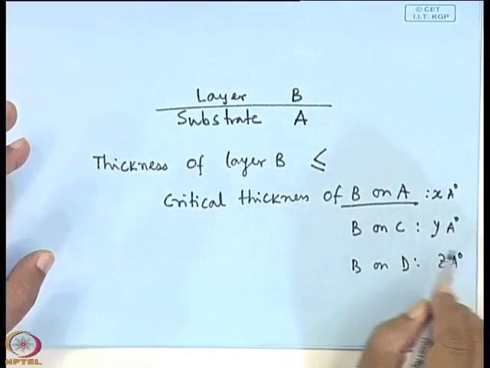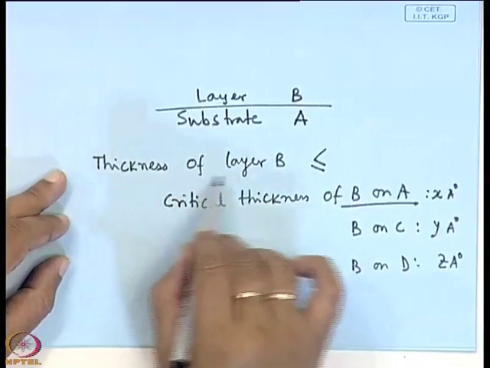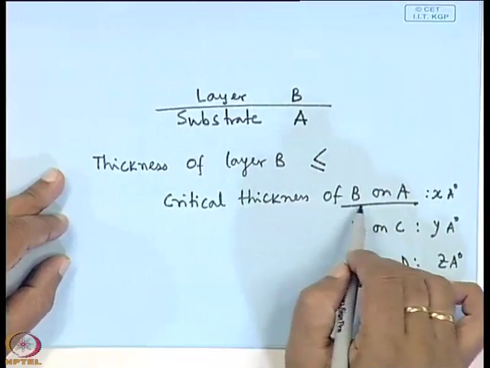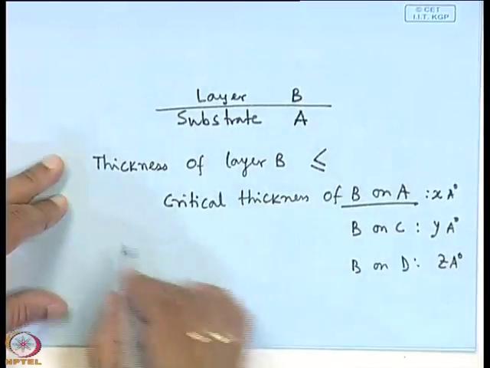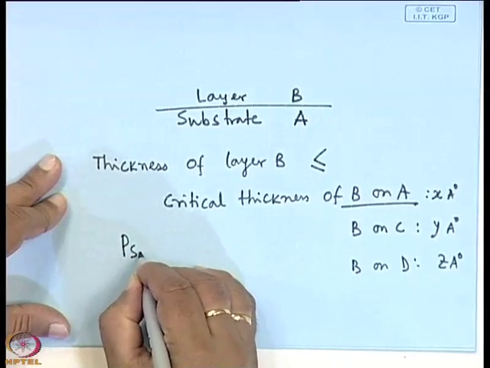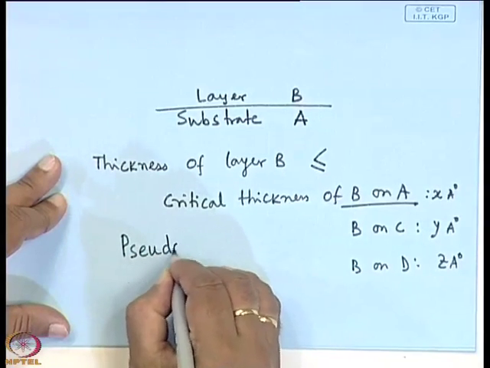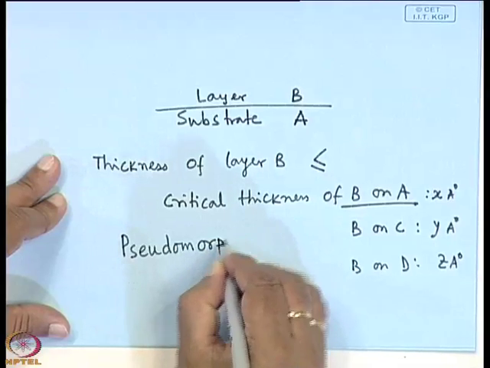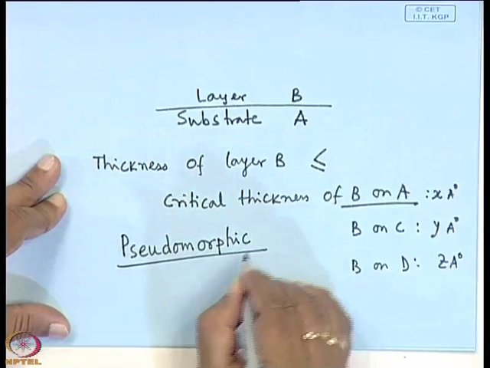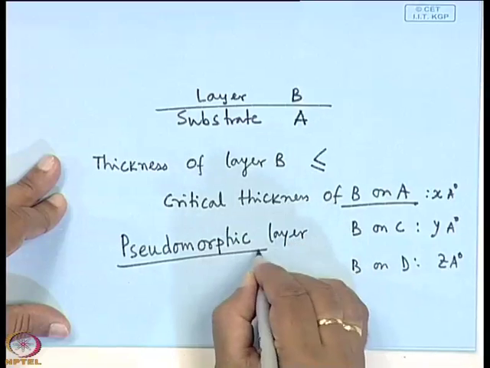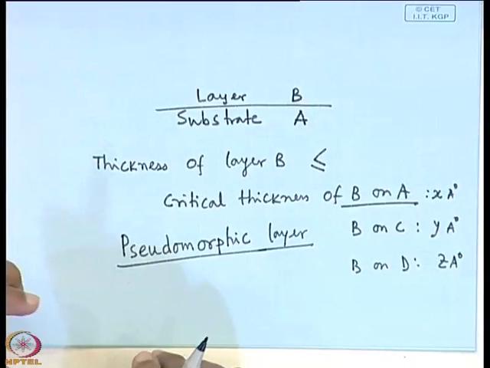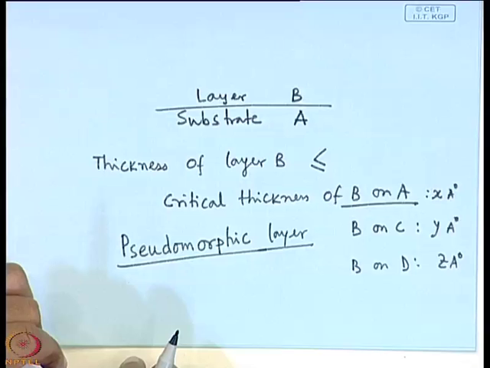Now, this is very important. If the thickness of layer B is less than or equal to the critical thickness of B on A, then this is known as the pseudomorphic layer. That layer is known as the pseudomorphic layer. Remember that a pseudomorphic layer will be free from any kind of stress or strain. Okay.